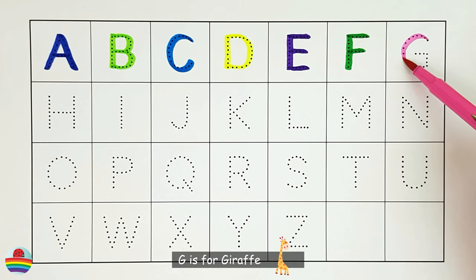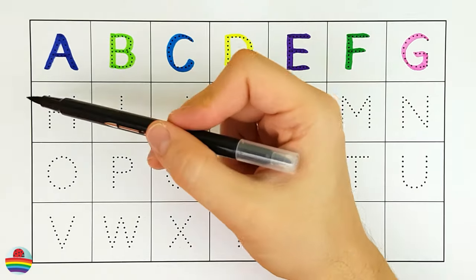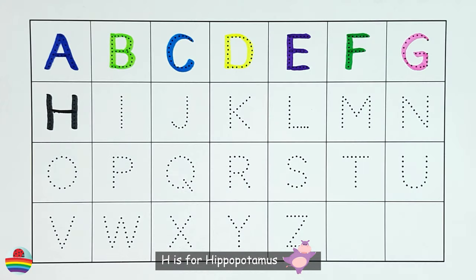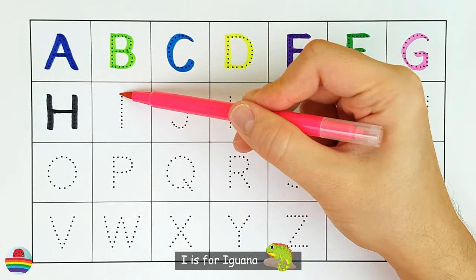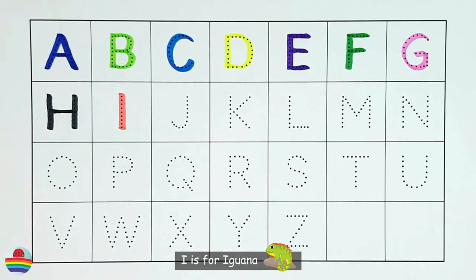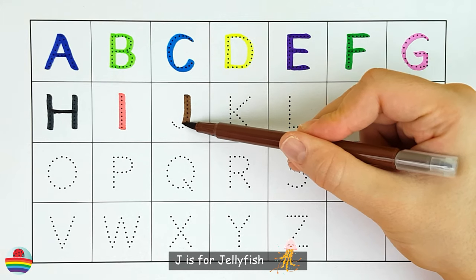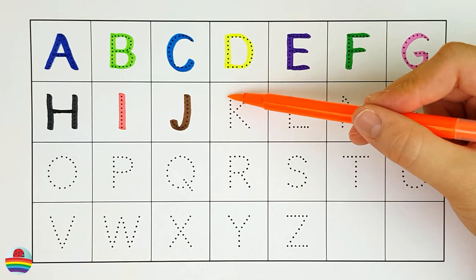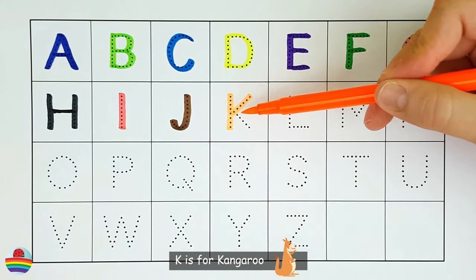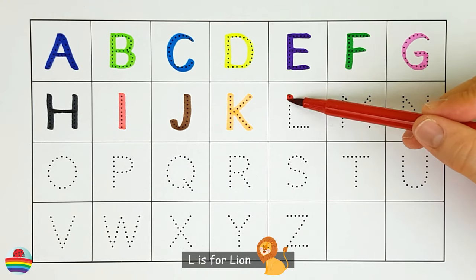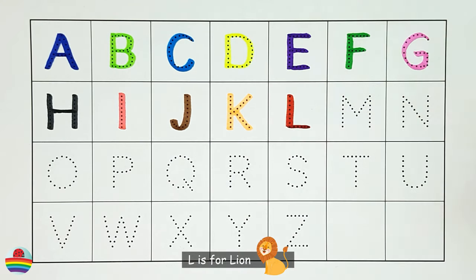G. G is for giraffe. G. H. H is for hippopotamus. H. I. I is for iguana. I. J. J is for jellyfish. J. K. K is for kangaroo. K. L. L is for lion. L.